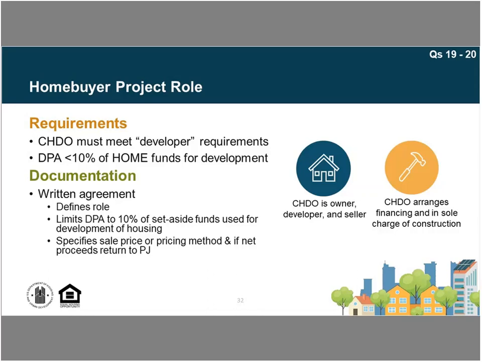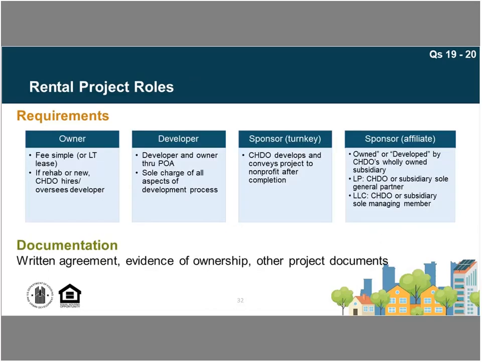So the written agreement has to have these requirements in it. That it defines the role the CHDO will play. It defines that they won't use more than 10% for DPA only, and that the bulk of the funds will be used for development. And also, the written agreement is required to specify either the sales price or the method by which the price will be determined, and also if net proceeds are going to be returned to the PJ. And Les will talk about that when he gets to his section.